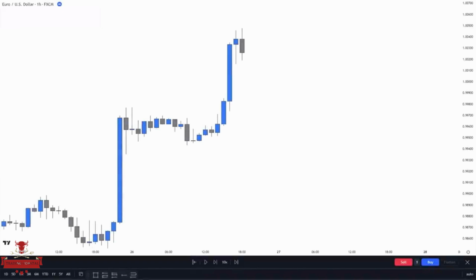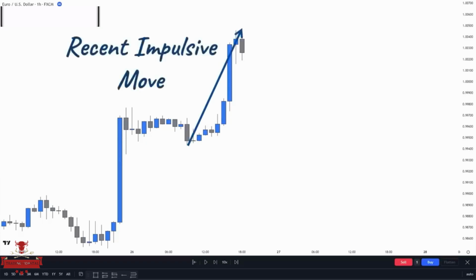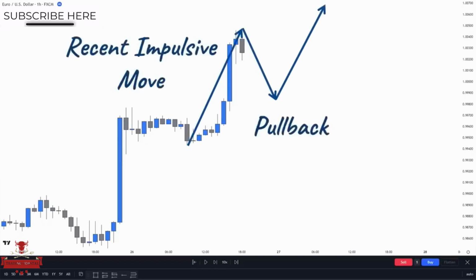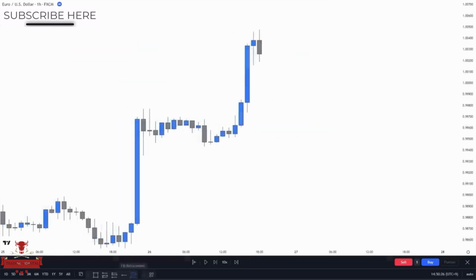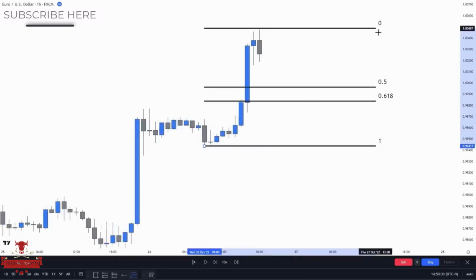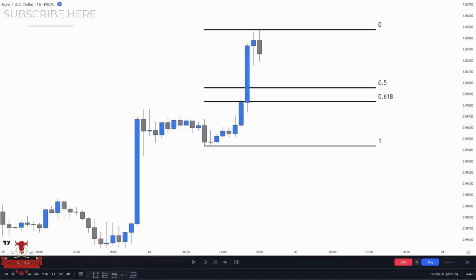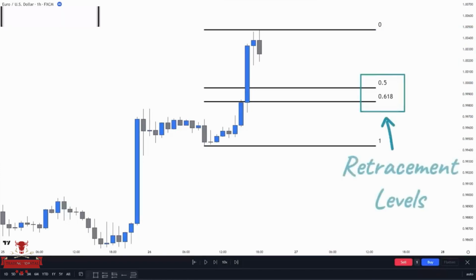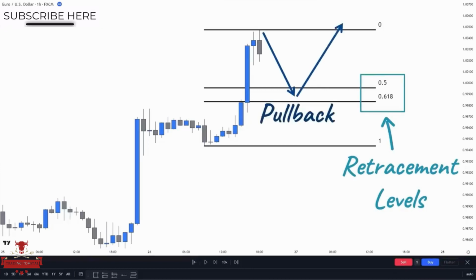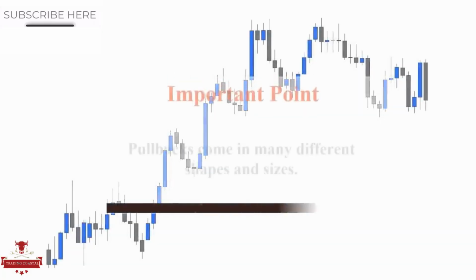Imagine we have an uptrend with a series of impulsive and corrective moves. We have identified the most recent impulsive move and are waiting for a pullback to go long at a better price. So grab the Fibonacci retracement tool. Simply click on the start of the impulsive move from the bottom of the wick and then drag the tool to the top of the movement. You will then see the retracement levels appear to the right. When price pulls back to these levels, they can act as a form of support and potentially reject the price to continue moving upwards. But here is an important point.